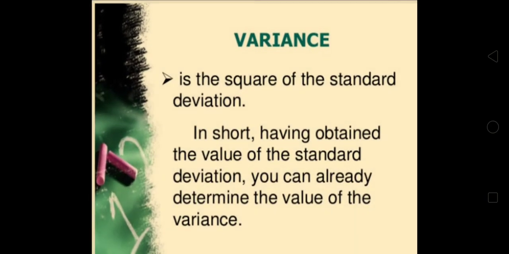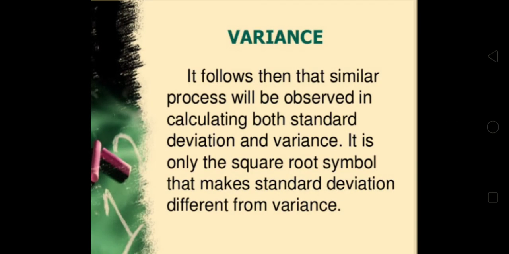Now the another part is variance. It is the square of standard deviation. Means firstly we have to apply standard deviation, then we can make the square of that, and that is the concept of variance. In short, having obtained the value of the standard deviation, we can already determine the value of the variance. A similar process will be observed in calculating both standard deviation and variance. It is only the square root symbol that makes standard deviation different from variance. Okay, means difference is only when we have to make square root.